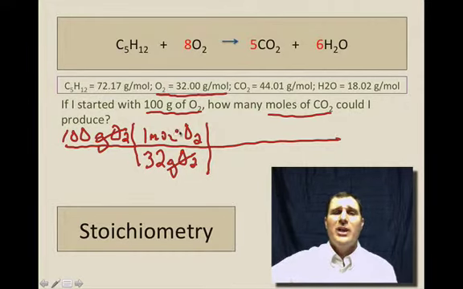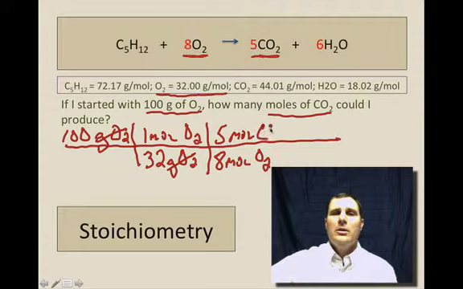So here I go, I'm going to change substances by using a mole ratio. So, moles of O2 compared to moles of CO2. Since oxygen's on the top, I want oxygen on the bottom. So 8 moles of O2 is going to be equal to 5 moles of CO2. So now my moles of O2 cancels. Perfect. I'm left with moles of CO2, and I want to be left with moles of CO2.